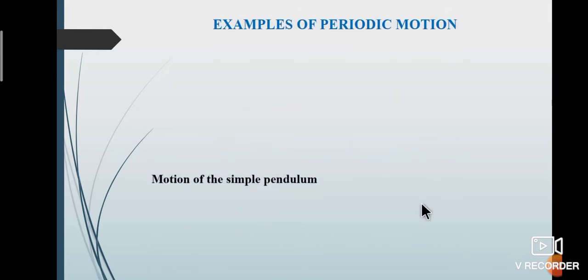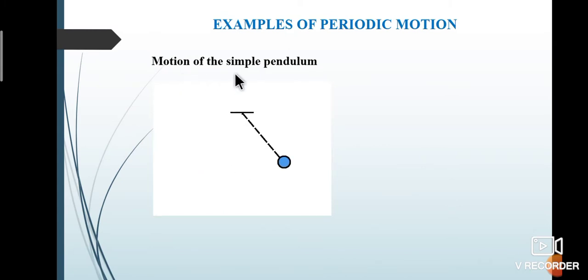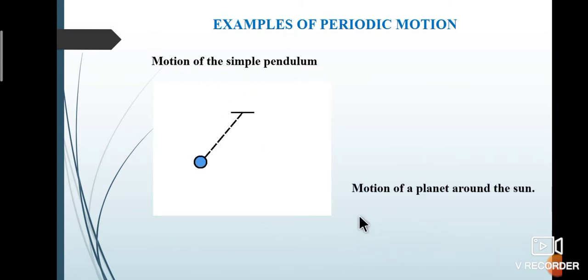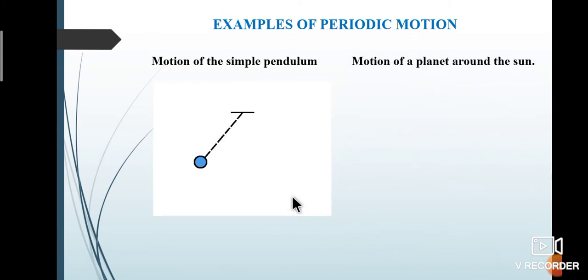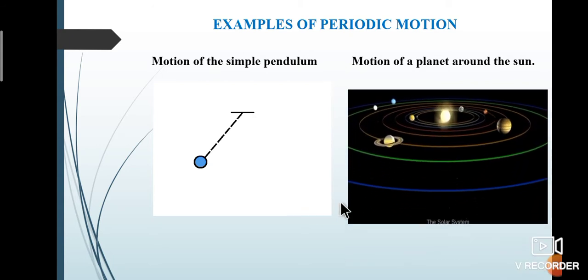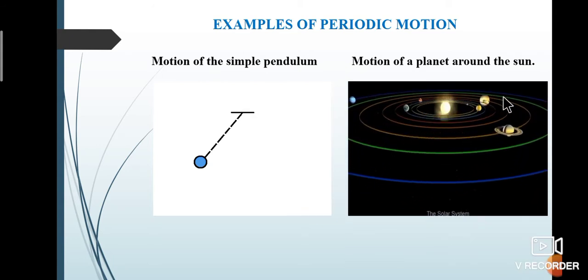We will see some more examples of periodic motion. First one, motion of the simple pendulum. Second one, motion of a planet around the sun. So, the above 2 examples explain periodic motion. Yes, the motion takes place in a fixed time interval.